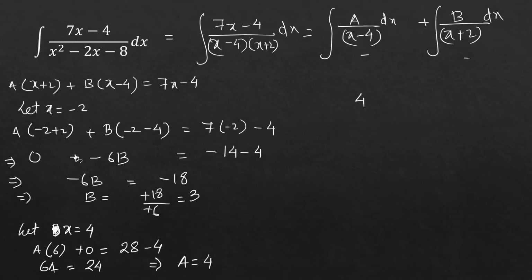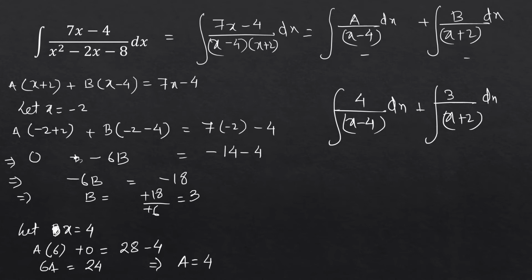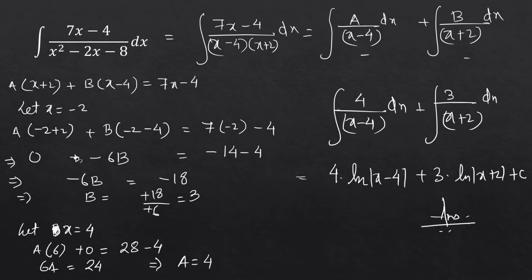So we got 4 over x minus 4 dx. We will just substitute it back in this equation, and next we have got 3 over x plus 2 dx. Now the best part is we can apply the logarithm integral over here. We can directly write 4 times ln mod of x minus 4 plus 3 times ln mod of x plus 2 plus c, and that's my answer. So you can see how this partial fraction decomposition is helping us to get the integrals of all these rational functions.